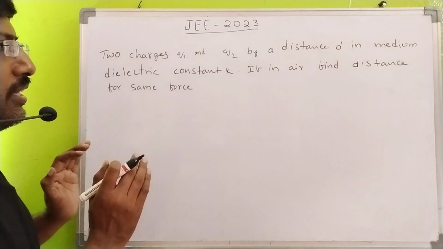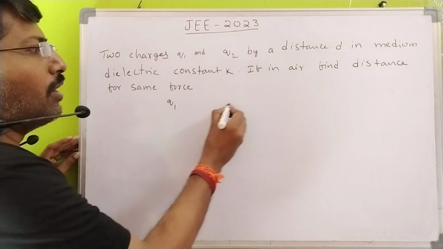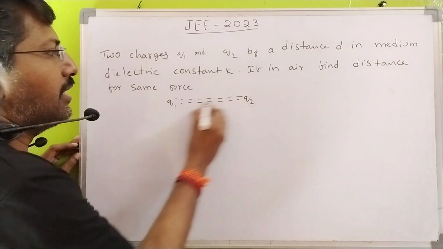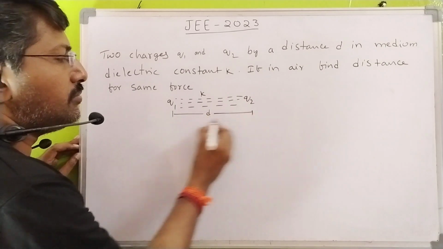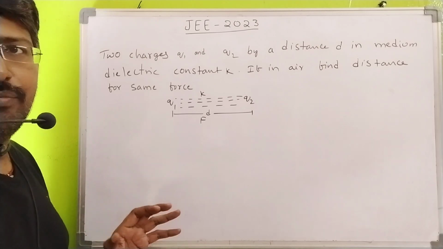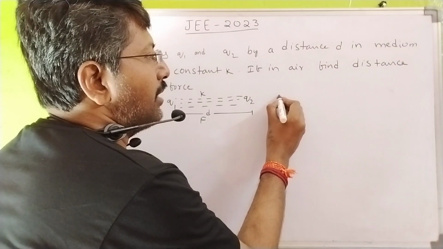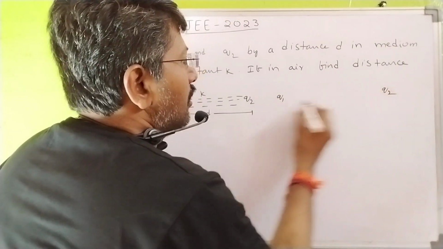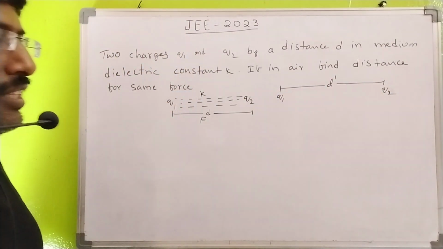See here. Actually in this type of question, what they have given is two charges Q1 and Q2 arranged in a dielectric material K. The distance is D. It expresses that the force between these two charges is F. Now this dielectric material is removed and they are asking, if I want to get the same force, what is the distance?